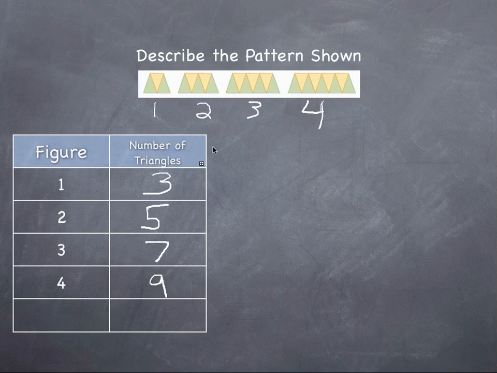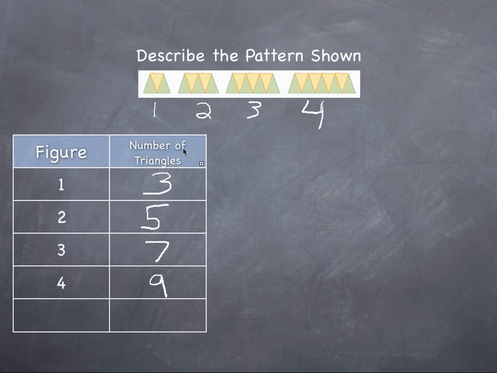Sometimes when you are working with patterns, one of the things that helps you figure out your patterns is to make a chart. If you're just looking at the triangles in the picture, it's kind of hard to see some things. If you make a table or chart and put the figure numbers down, figure 1, 2, 3, and 4, and then the number of triangles for each one, it makes it a little bit easier to see the patterns that are happening.